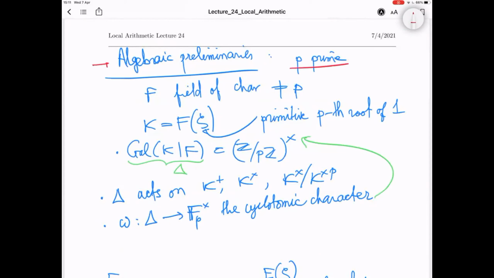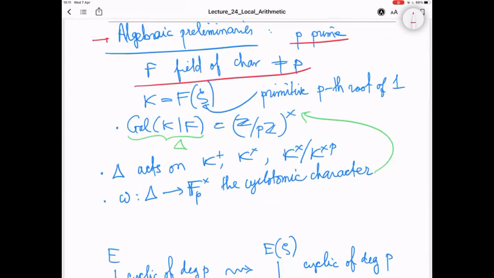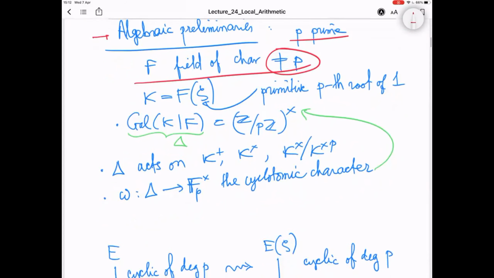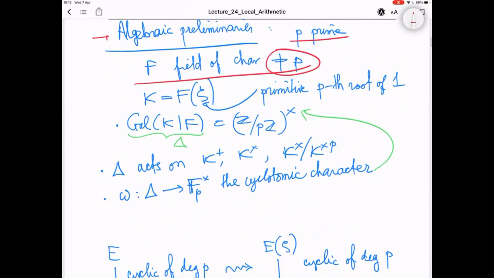So take P to be any prime and take F to be any field of characteristic different from P. Okay, so we are not looking at a P-adic field of characteristic P. We will apply these results to P-adic fields of characteristic 0, of course. They can't be of characteristic P because the characteristic of the field has to be different from P. And then this F may or may not have a primitive pth root of unity, but we adjoin one if it doesn't have one and call it K. So K is F(zeta), where zeta is a primitive pth root of unity.